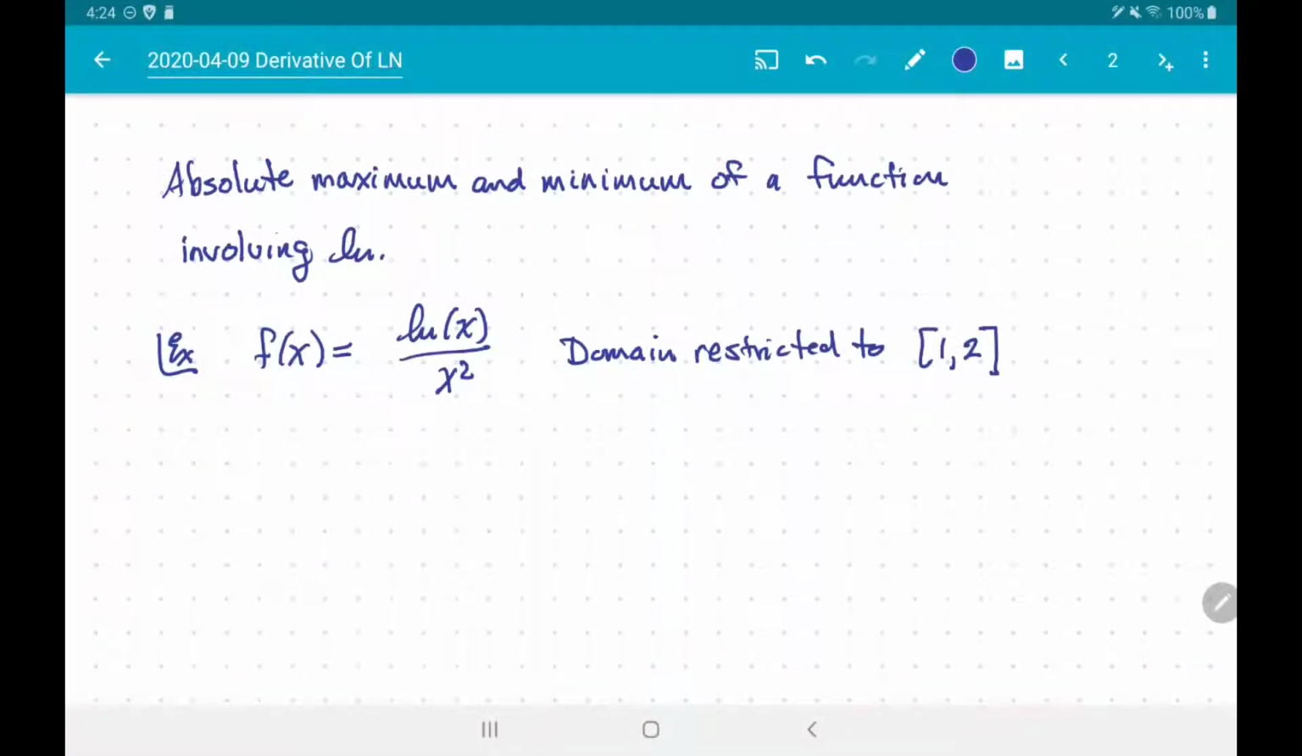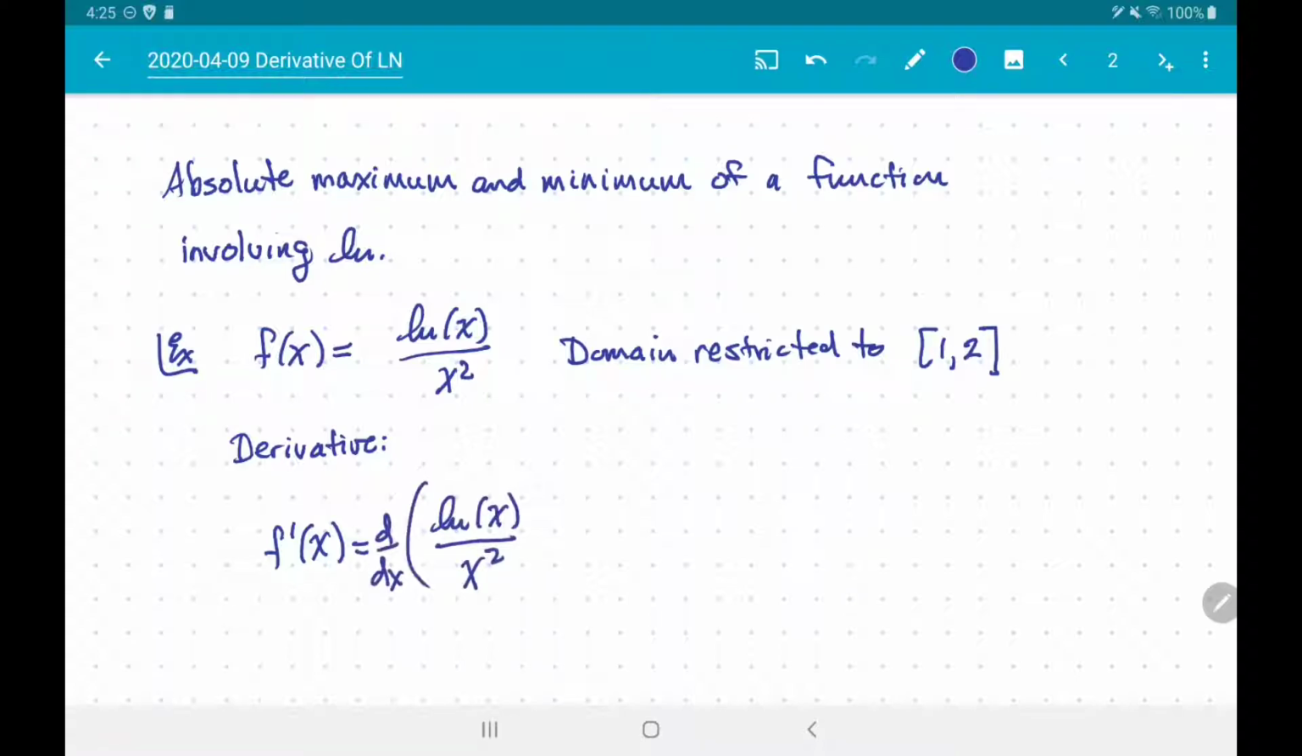So let's take a look at this, and so take a minute, pause the video, and give this a try. Okay, first step is that we need the derivative. Since we're still getting the hang of derivatives of functions involving ln, I'm going to go through this pretty carefully.